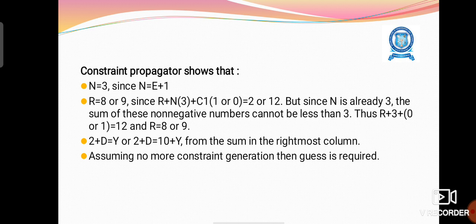Since N is already 3, the sum of these non-negative numbers cannot be less than 3. Thus R plus 3 plus 0 or 1 is equal to 12, and R equals 8 or 9. 2 plus D equals Y, or 2 plus D equals 10 plus Y, from the sum in the rightmost column. Assuming no more constraint generation, this guess is required.